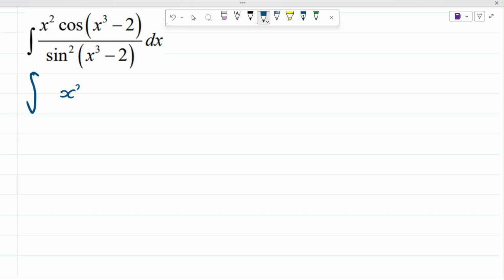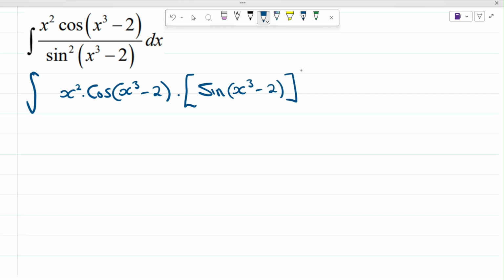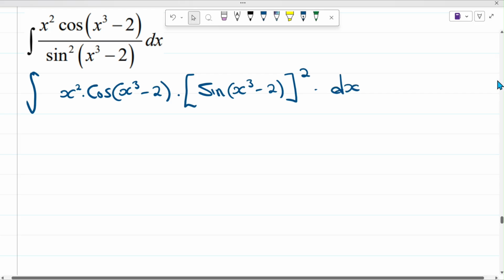So we have got ourselves x squared multiplied by cos of x cubed minus 2 multiplied by sine of x cubed minus 2 to the power of 2 dx. So we can see that if we let sine of x cubed minus 2 be our f of x, then this can be f prime of x, right?